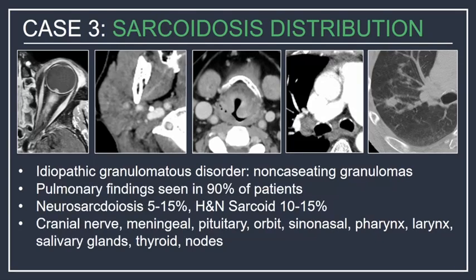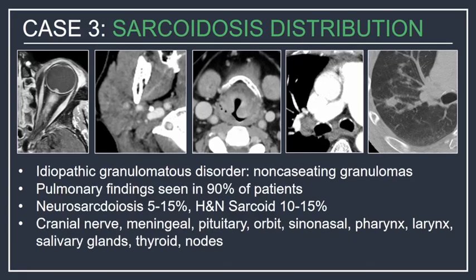Sarcoidosis is an idiopathic granulomatous condition characterized by non-caseating granulomas. Pulmonary findings are seen most often, so if you're considering a diagnosis of sarcoidosis in your patient, recommend a chest CT to evaluate for pulmonary nodules within a perilymphatic distribution, as well as hilar and mediastinal adenopathy.